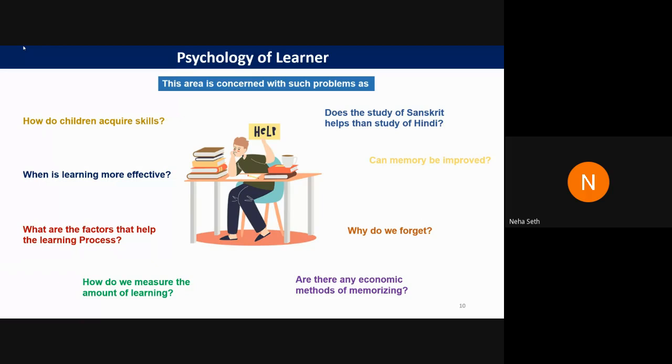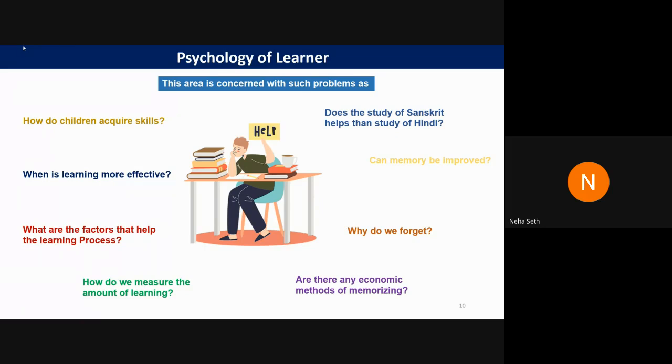Now, what are the factors that help the learning process? What are additional things that are possible? Sometimes I take classes outside the classroom, and at times when I have to discuss something with the students, I prefer to take them to an open ground, and we sit there together to discuss these things. They don't even know that they are learning new things, but in a way I finish one topic with them. Now, how do we measure the amount of learning?